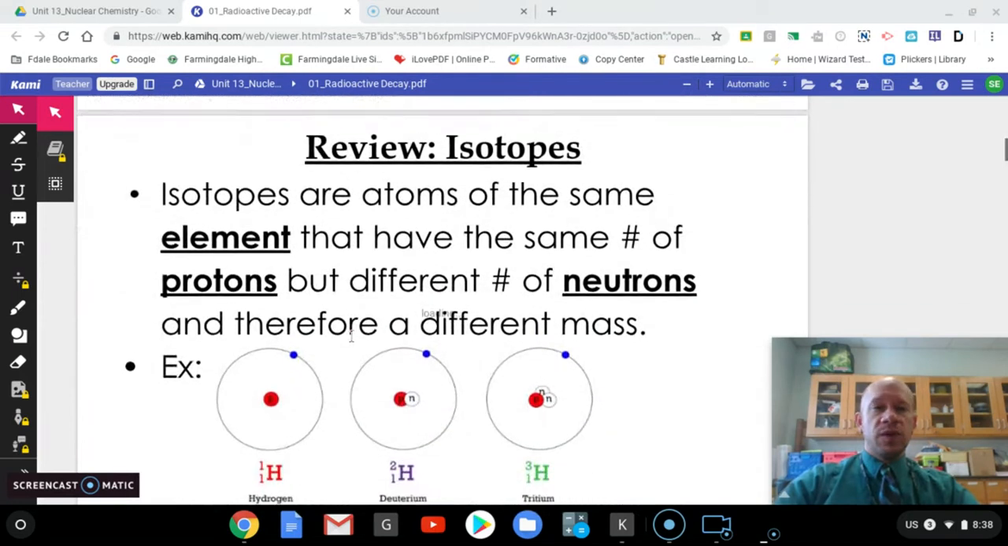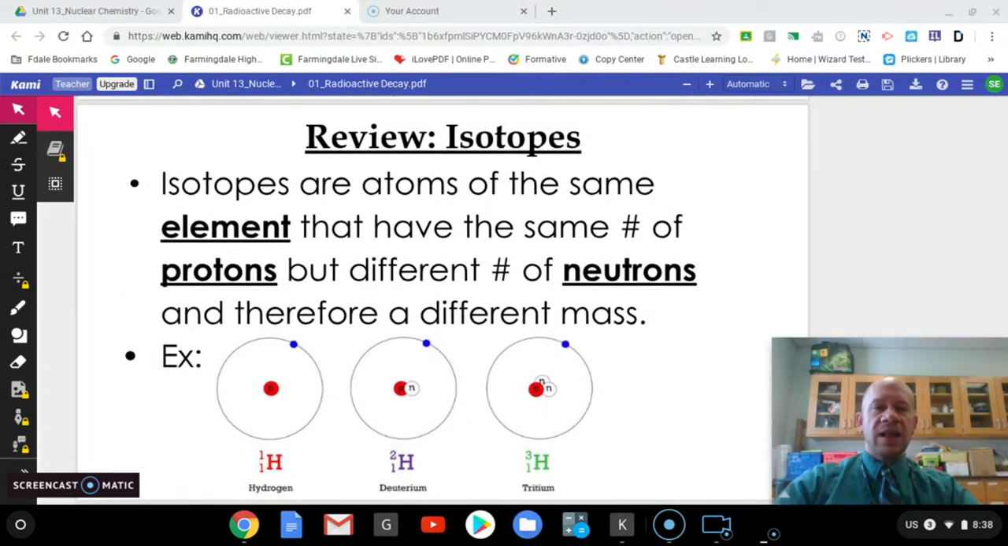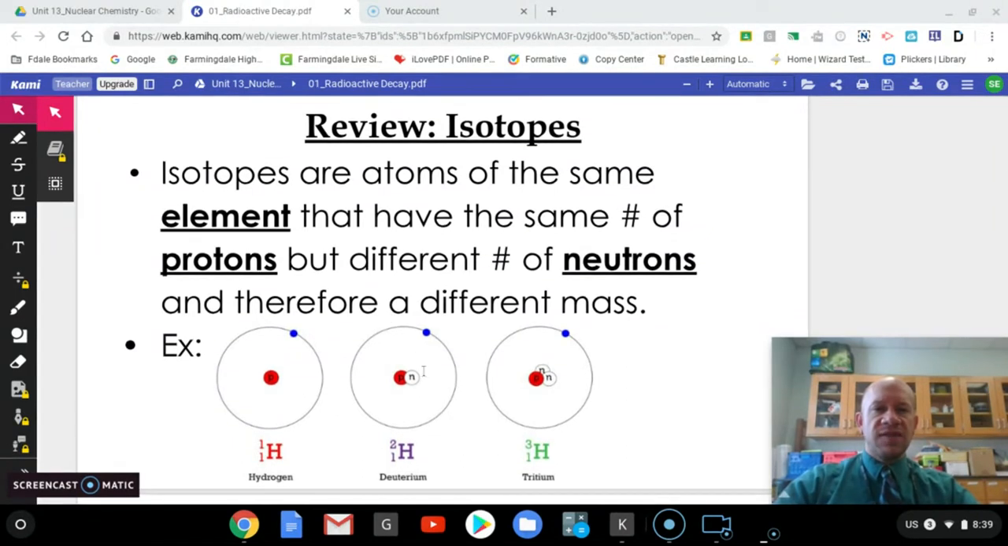Quick review: isotopes are atoms of the same element that have the same number of protons but different numbers of neutrons, and therefore they have a different mass. For example, hydrogen 1 has one proton and therefore one mass. Deuterium has one proton and one neutron, therefore it has two mass. Tritium has one proton and two neutrons, therefore it has a three mass. So these are all isotopes. They're all hydrogen, but they have different masses because they have different numbers of neutrons.